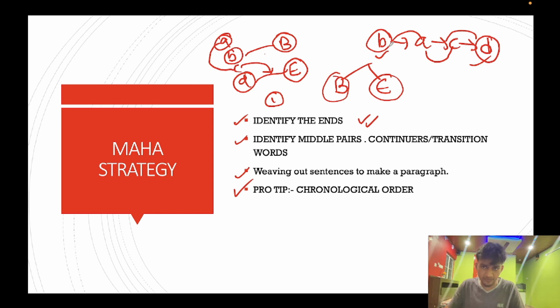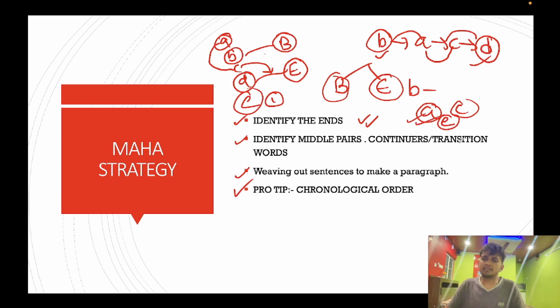Exactly, if you are given more than 4 sentences also, you have 3 options. Let's say I add another E here. So that means you have to identify A, C and E. You need to identify which one goes first, which one goes second and which one goes third.